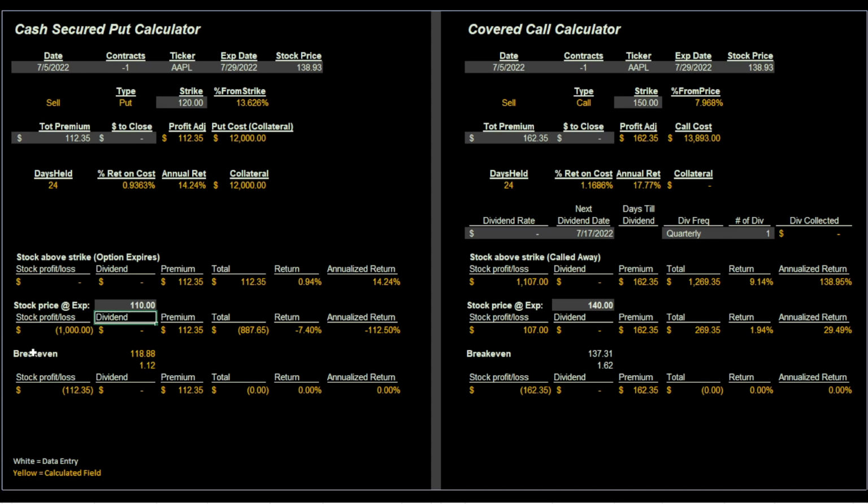Now, break-evens are really important when it comes to options. If you're not familiar with them, this is the point where you're exactly at zero. Your break-even point for this is 118.88, because that's the number where you take 120 minus the premium that you collect. In this case, you can afford to lose $112.35 on the stock because you made $112.35 when you sold the contract. It gives you a 0% annualized return. So that's the breakdown, and that's how this spreadsheet works.